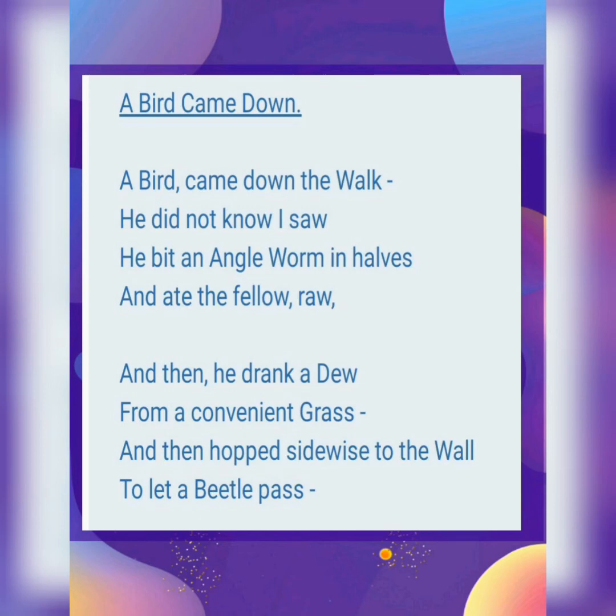Fellow means here angleworm. And then he drank a dew from a convenient grass and then hopped sidewise to the wall to let a beetle pass. And then after eating the angleworm raw, the bird drank a dew. Dew means drop of water from a convenient grass. Where is the water? From the grass. And then hopped sideways to the wall. Then it moved towards the wall to let a beetle pass.